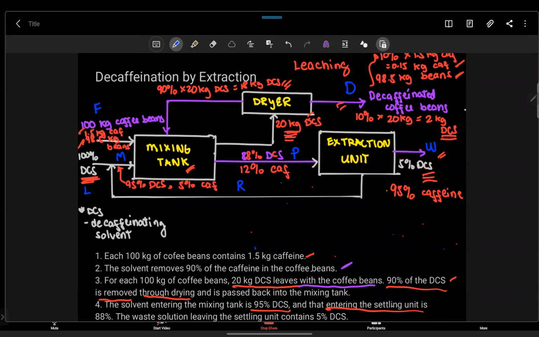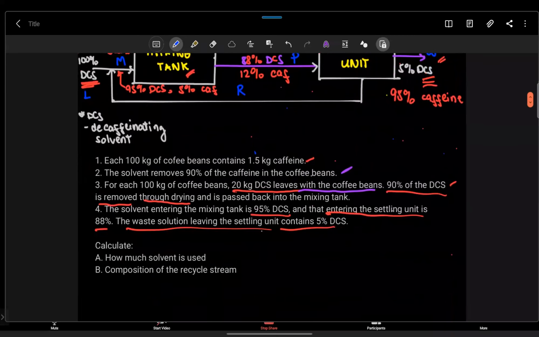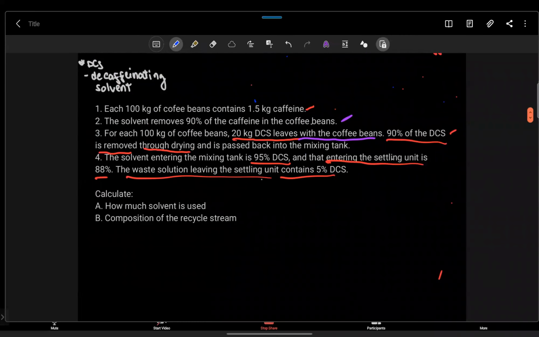Okay. So now, let's start with the material balance. But before that, of course, ito yung mga hinahanap. Number one, we have to calculate how much solvent is used. Ang tinutukoy natin dyan is therefore yung L. And number two, composition of the recycled stream. So yung R, hanapin natin kung gaano kadami yung R, at the same time, kung ano yung composition ni R. We know for a fact already na si R, meron siyang DCS, meron siyang caffeine. Okay, pero ano yung percentage nung dalawang yun?